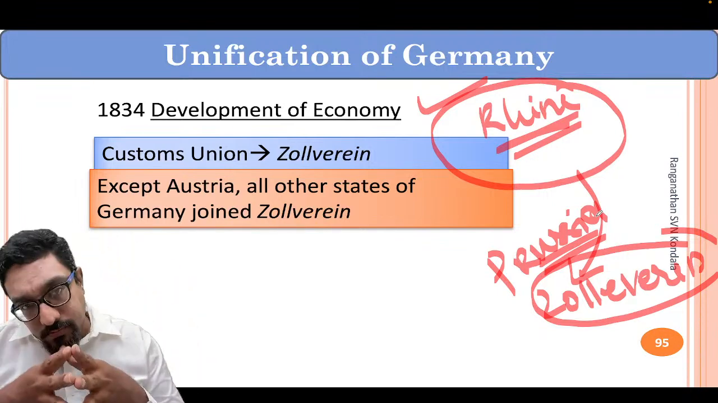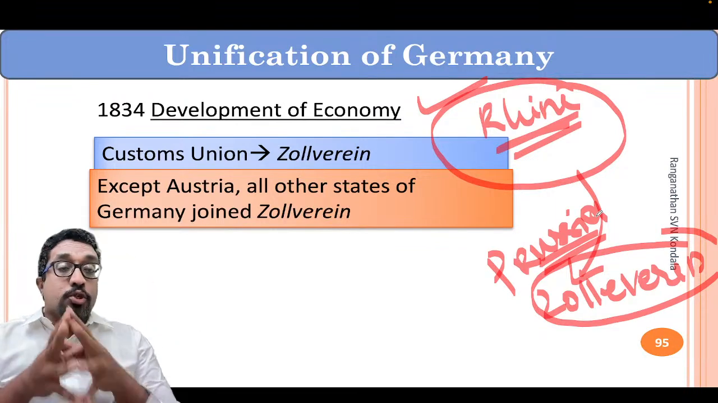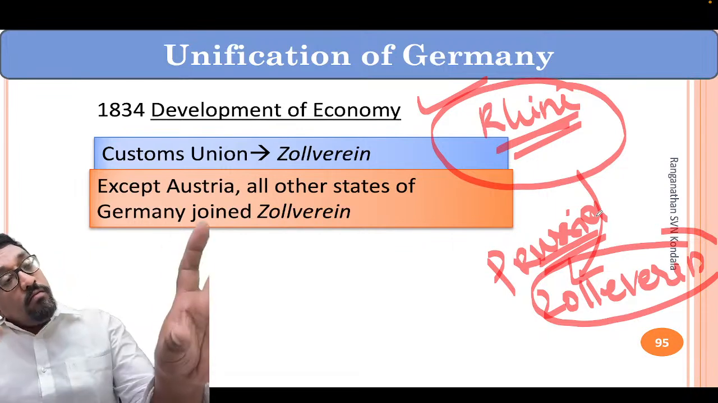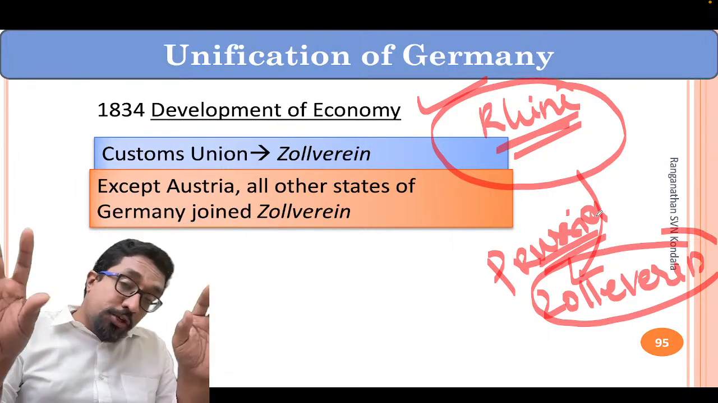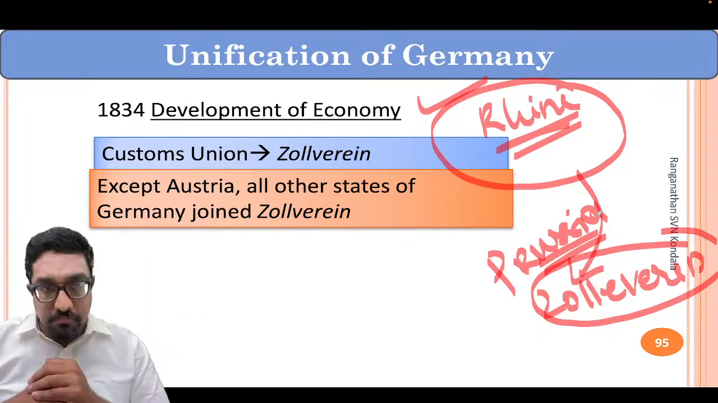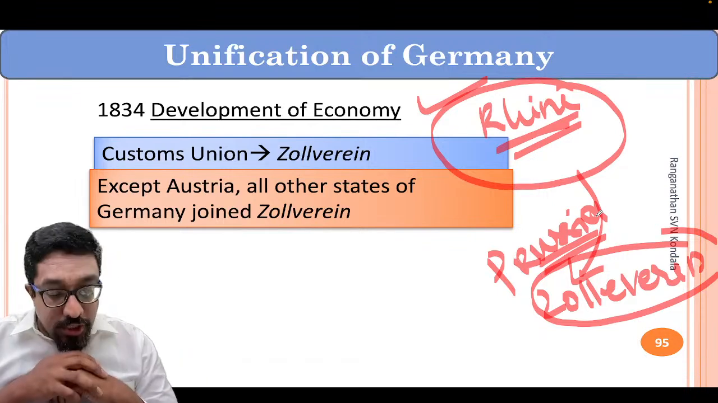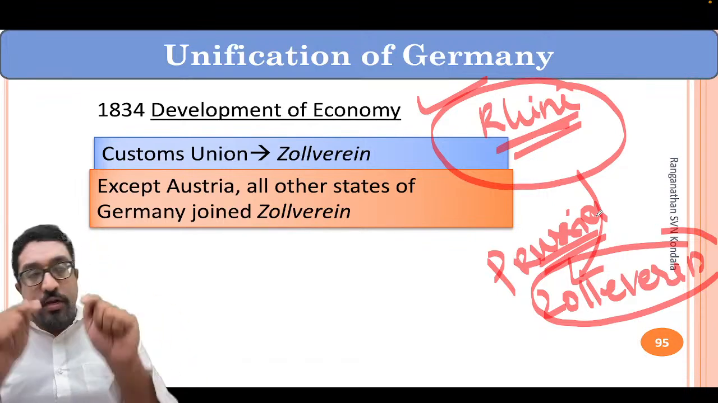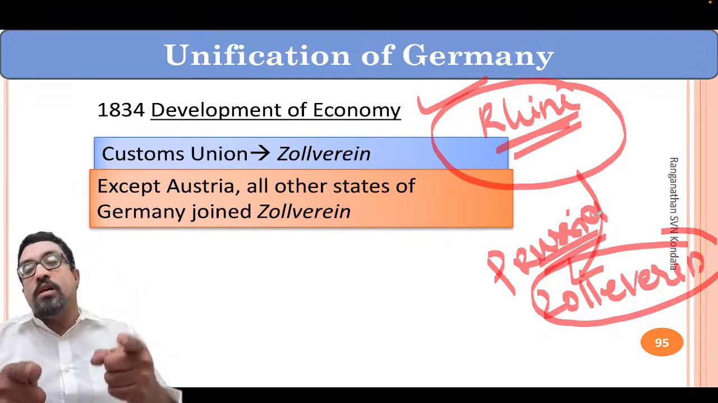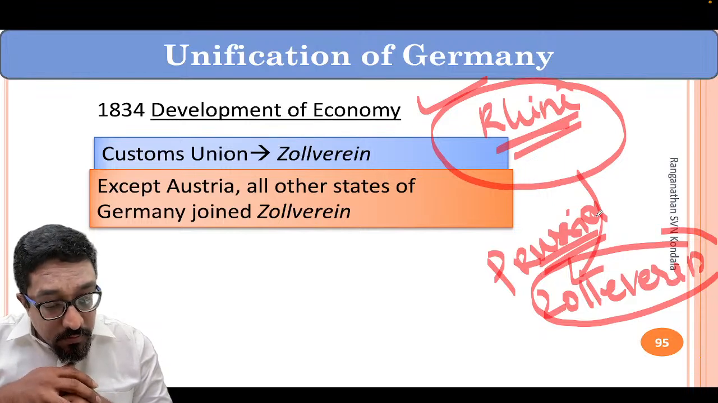Under this decision, Prussia created a customs union called Zollverein, a union of Rhine states with Prussia, where they will do tax-free trade. All states joined Zollverein except Austria, because Austrian ego did not permit Austria to be part of any organization in which Prussia was a leader. Got it?